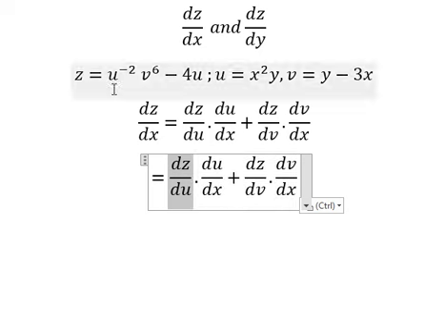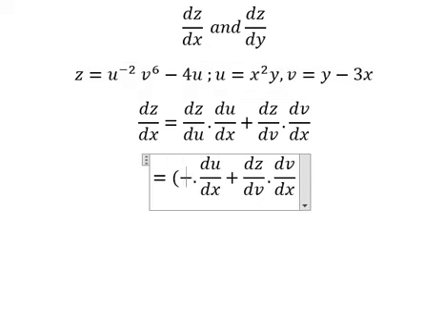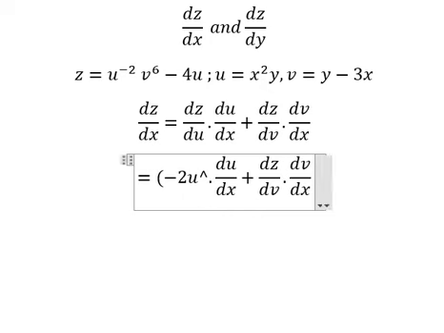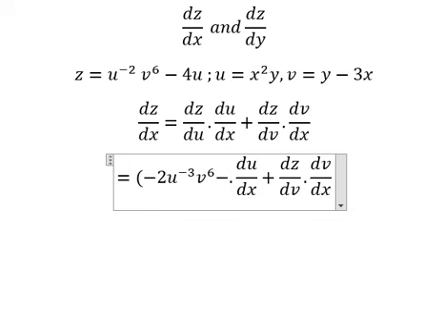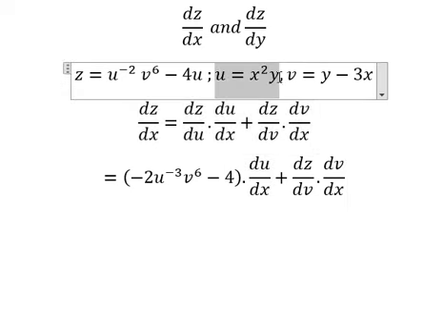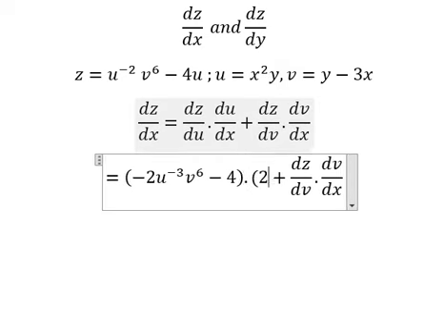So about this one, we need to first do the derivative of z with respect to u. So this one you got negative 2u to the power of negative 3. The next one, that is about 1, so we have negative 4. This one, that is about this one, so you got 2sy.